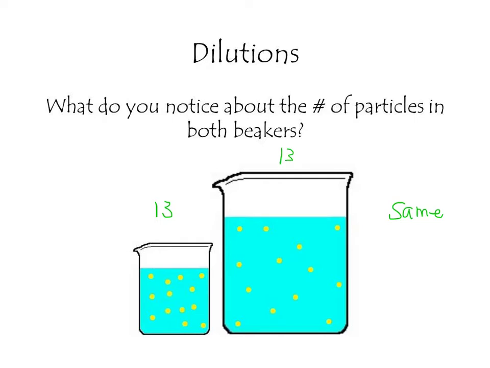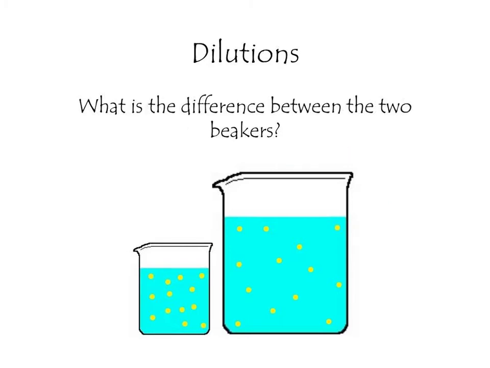Now, let's say that each of these yellow particles are moles, so there are 13 moles in each beaker. Now, the main difference between the two is that the volumes are different. So the main thing is that one has a larger volume.